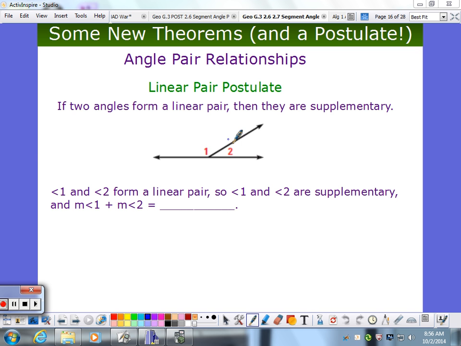This is a 180-degree straight angle. So, of course, these two angles are going to add up to that 180. That's the definition of supplementary. So if angle 1 and angle 2 form a linear pair, then they are supplementary. So the measure of angle 1 plus the measure of angle 2 add up to, what's that going to be, Amanda? 180 degrees. So that's what goes in that blank on the bottom of page 2.